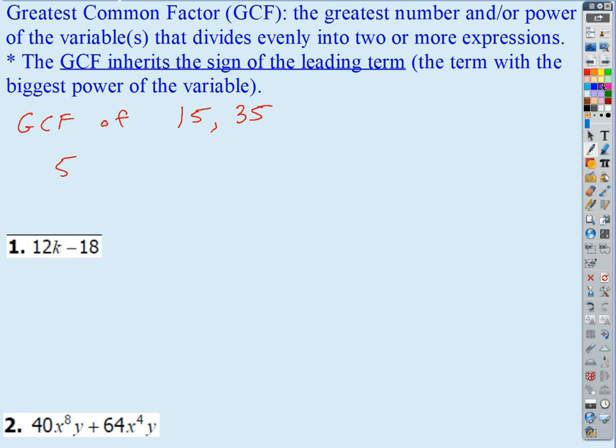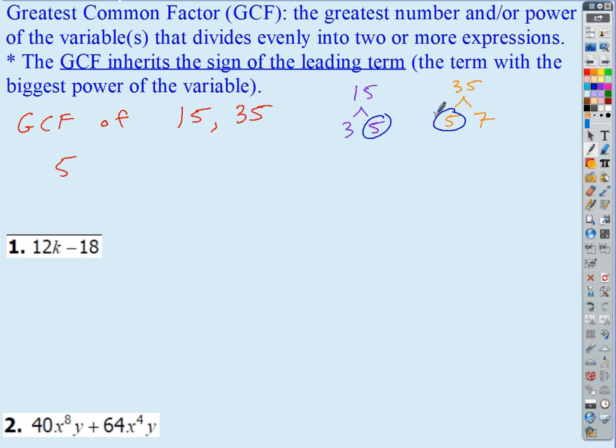So one strategy is we could do a factoring tree of both. So what are the factors of 15? 3 and 5. What are the factors of 35? 5 and 7, right? And those are both prime. So then in this case, the only common factor is 5. What if we had some different numbers that were a little bit tougher?